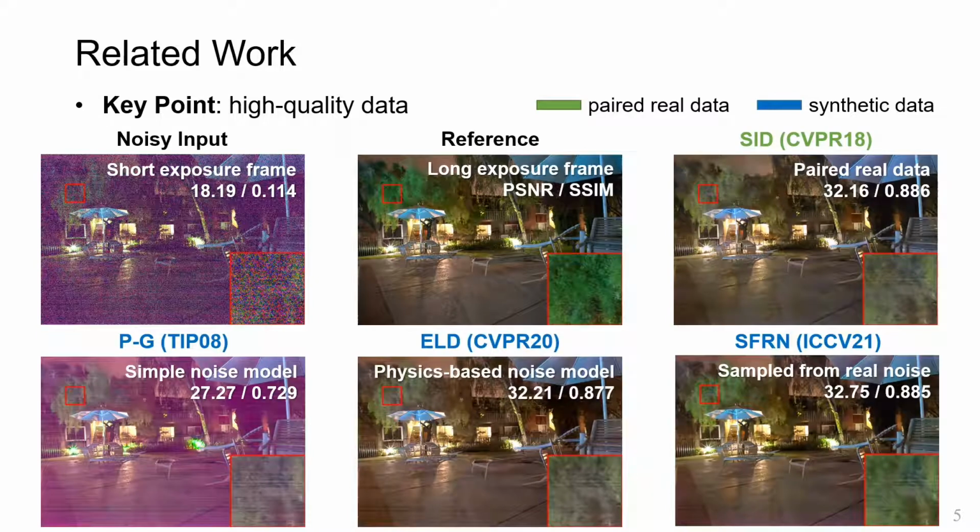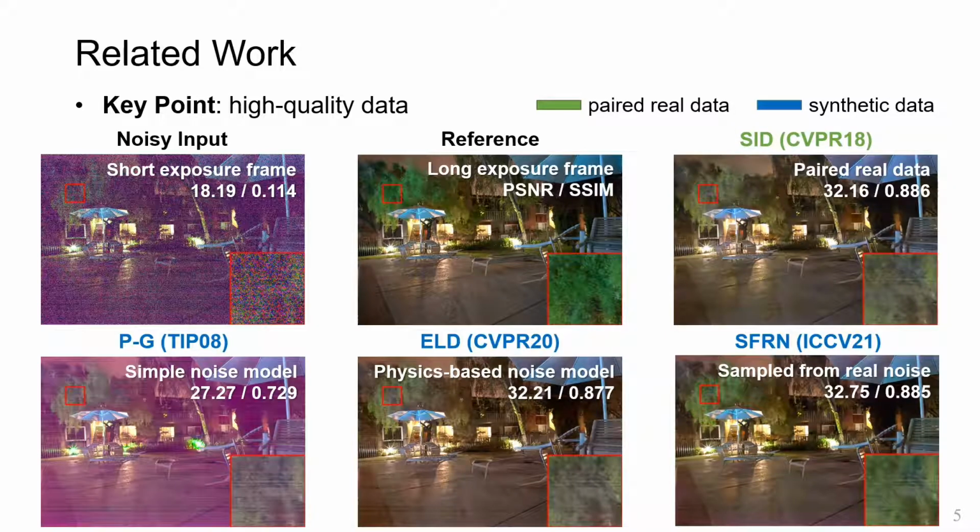The physics-based noise model is proposed to improve the simple noise model. However, the physics-based noise model is still not accurate enough, and significant residual noise can be seen in the result. SFRN is proposed to obtain noise closer to the real raw noise. Its noise model is based on real raw noise samples, which helps the denoising network achieve much higher visual quality. Synthetic data methods are now generally on par or even better than paired real data.